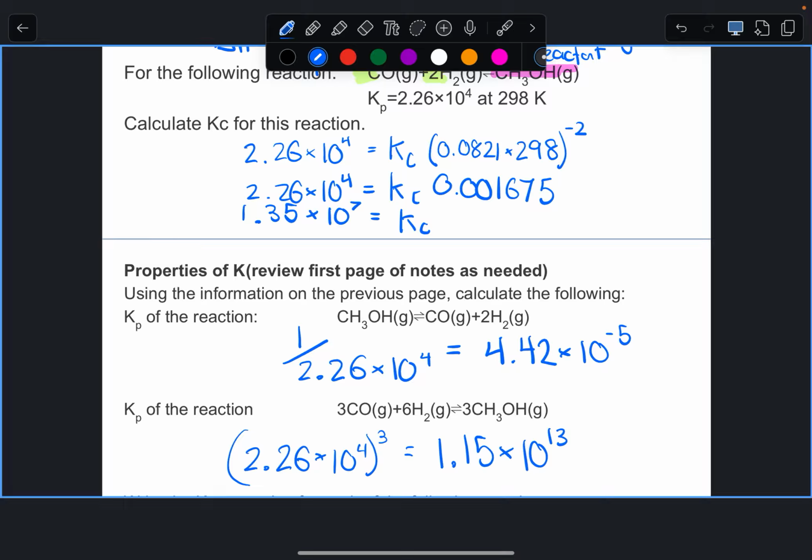We don't use units with the K values. They would be weird units. They'd be like atmospheres cubed or something. So no units on Ks.